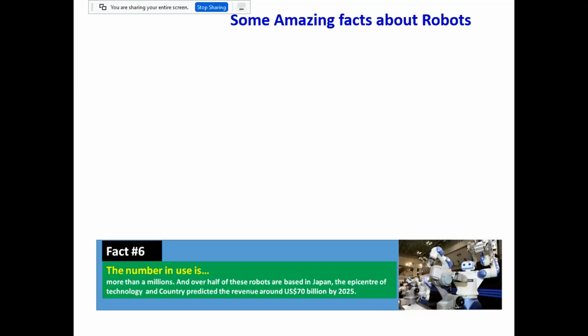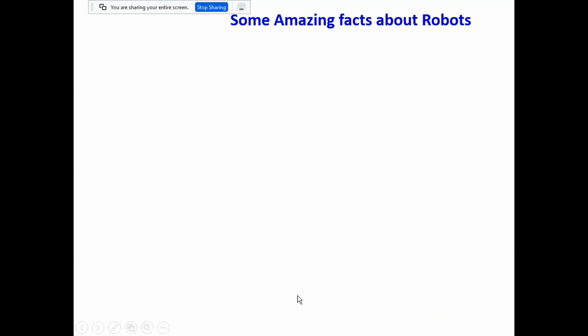The number of robots used is more than a million, and over half of these robots are based in Japan, the epicenter of technology. The country is predicted to have revenue of around 70 billion US dollars by 2025 from these robots.